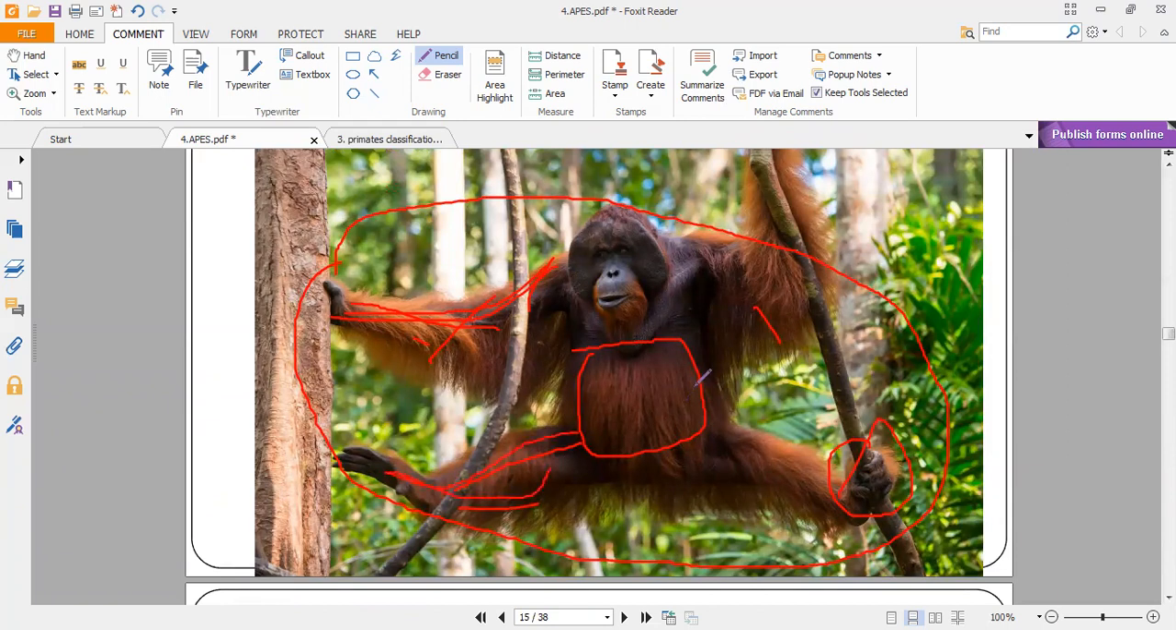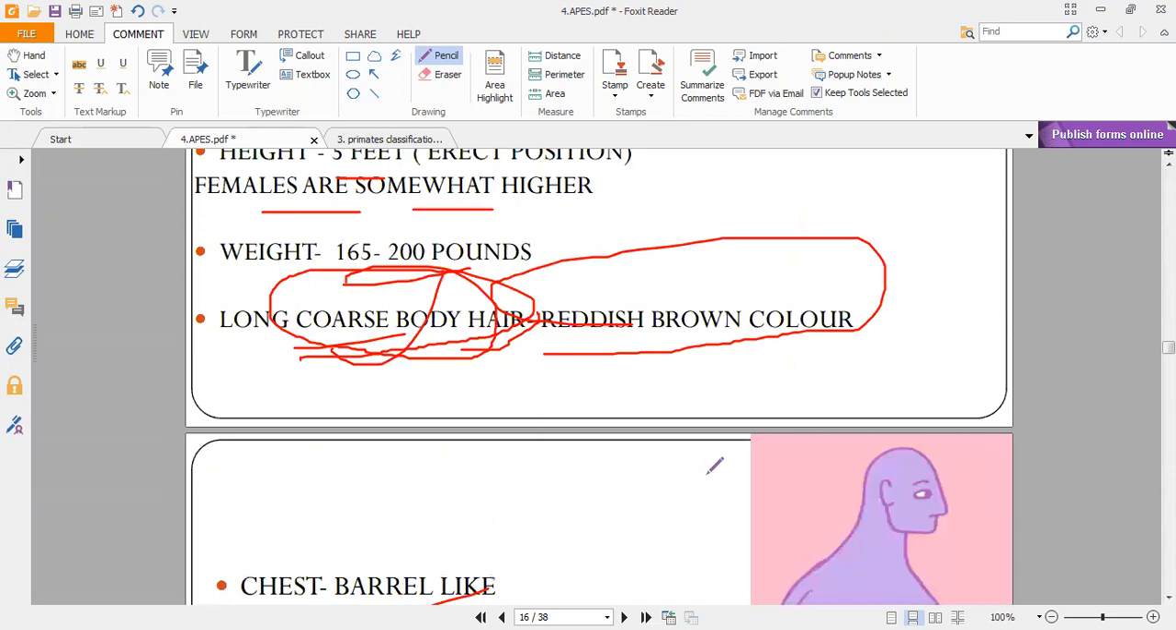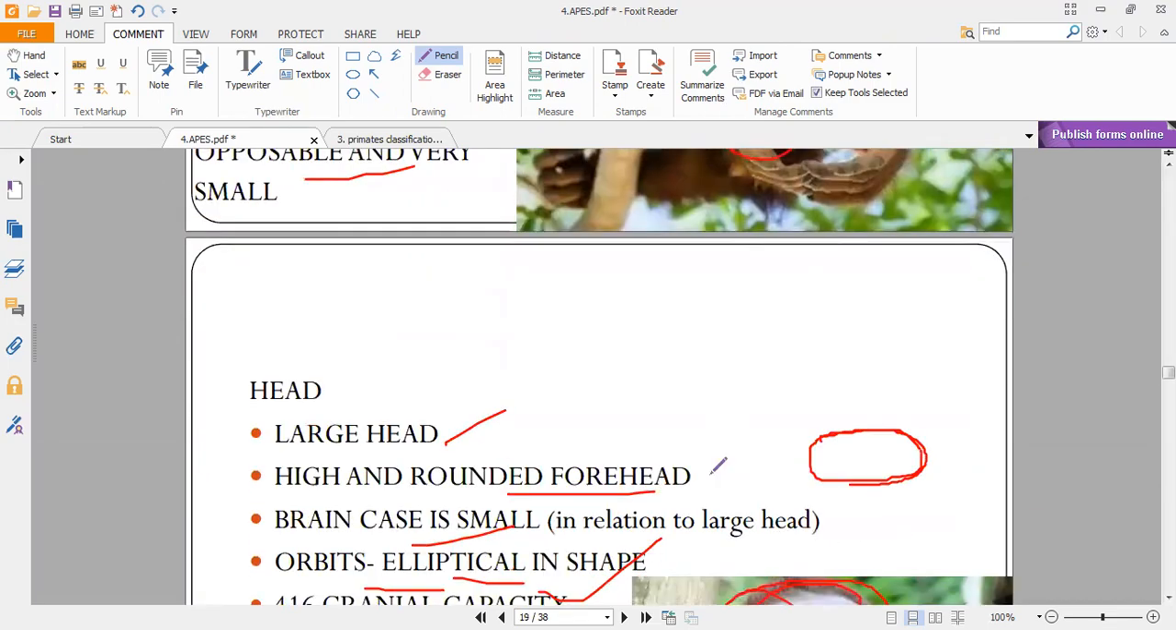This is how you have to remember, by picture only. You have to look at the picture, you have to observe it, and at the time of examination, you can write it by yourself. You don't have to make up things. See, it is small. Even their hands are longer than their feet. And if you talk about a chimpanzee, they are much longer compared to orangutan.